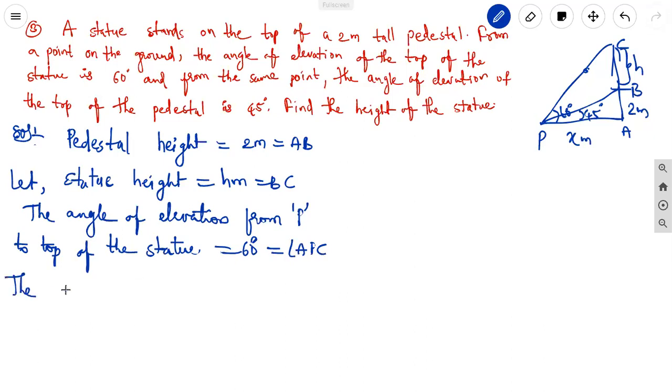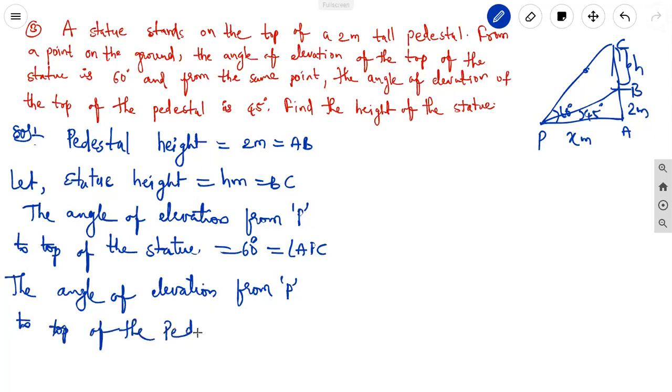In the same way, the angle of elevation from P point to top of the pedestal is equal to 45 degrees. That is nothing but angle BPA or APB. From this, we can find out the statue height. That height is H meter. How we can find out means, first we can observe the figure.